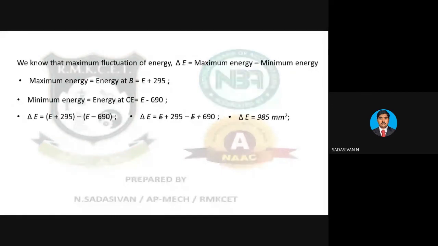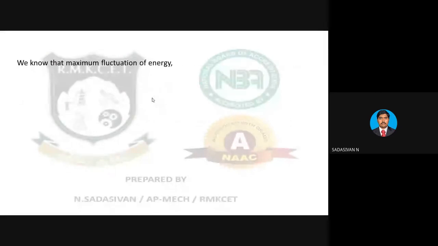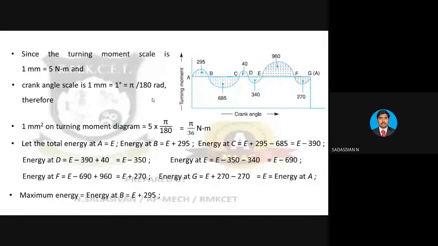You have not even multiplied that pi by 36 till now. I told you in the beginning, we can do that multiplication later. Whatever numbers, plus minus, what we have done is the area of these curves. I will go back to the question slide. You can see this is 295 millimeter square area, 685 millimeter square, 40 millimeter square, 340 millimeter square, 960 millimeter square, 270 millimeter square. Clear? All these are areas under the curve. So the effective area under the curve, the maximum fluctuation of energy in terms of area, I have found out. Correct?